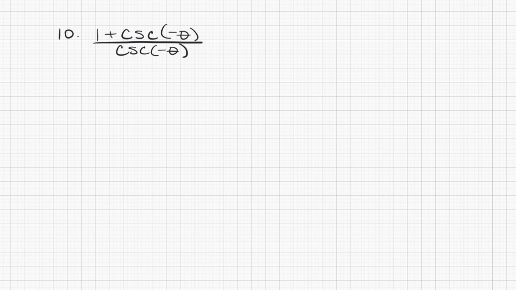Negative cosecant of theta. So what I'm going to do is I'm going to change this to negative cosecant of theta, which means I can also change the denominator to negative cosecant of theta. That is the even odd identity.